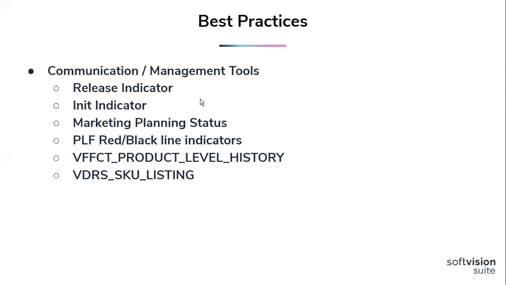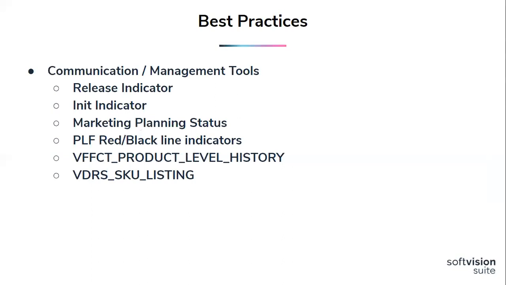Marketing planning status can sometimes be used as a tool. It could be that when an offer is in planning statuses 1 through 3, as an example, it might be managed by the forecasters, and when it's in 4 through 9, it potentially is managed by the schedulers. So that's a tool to identify.